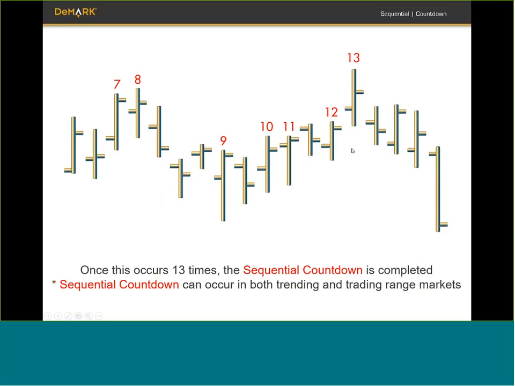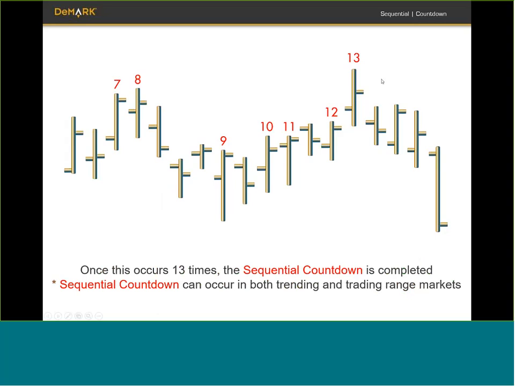So it's important to notice that with sequential, if we're looking at the countdown compared to the setup, the setup has to occur 9 consecutive uninterrupted bars. However, the countdown can have breaks between the bars and only occurs as we continue with qualifying bars. So once we have 13 qualifying countdown bars, we reach that red 13, and that's the completion of the countdown.